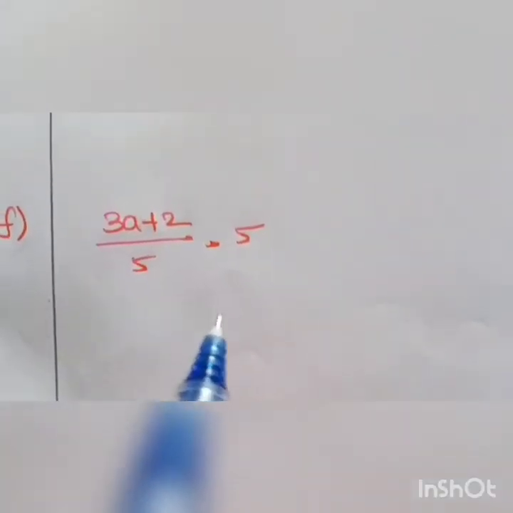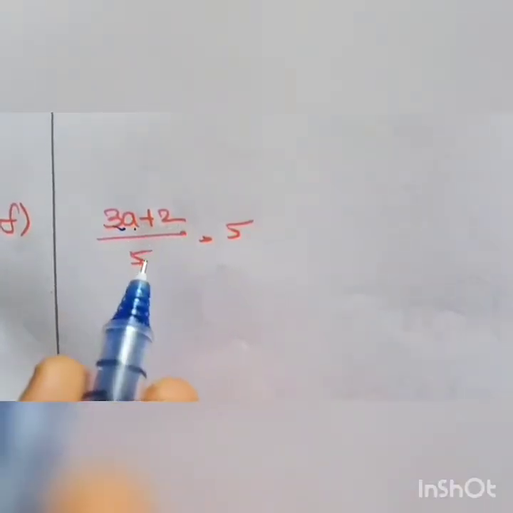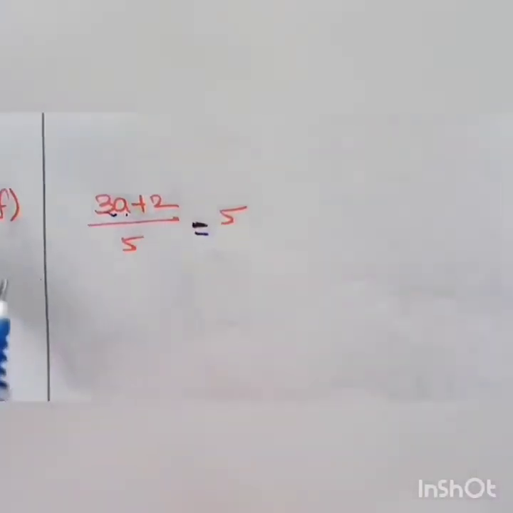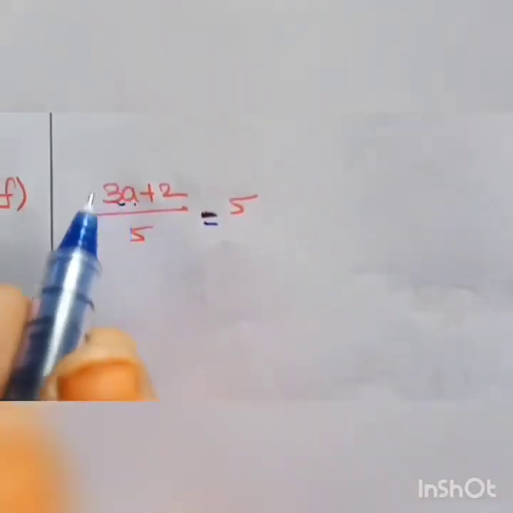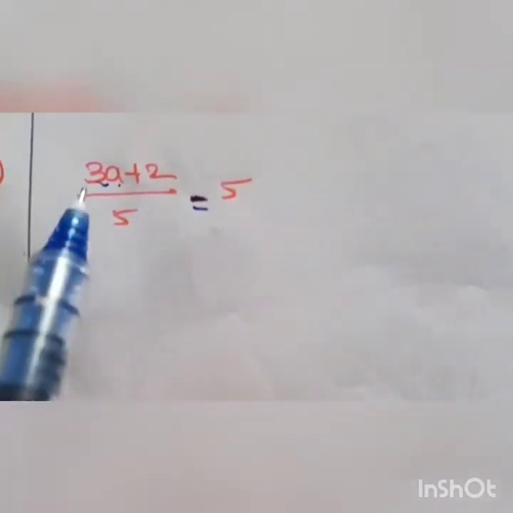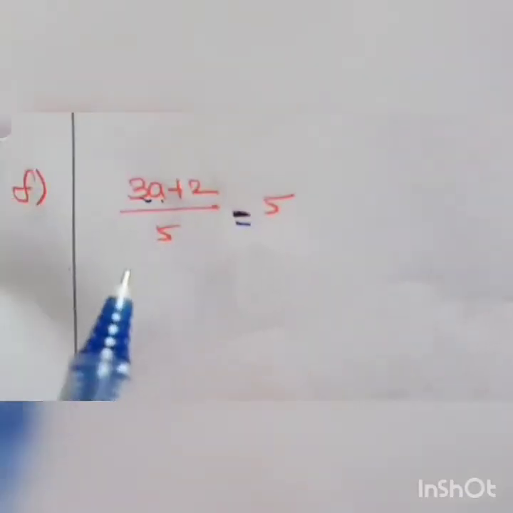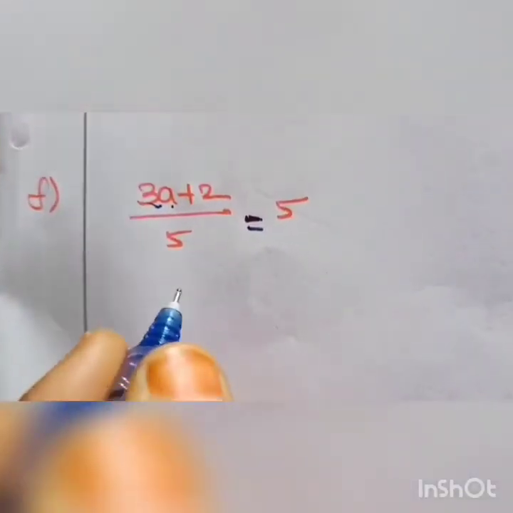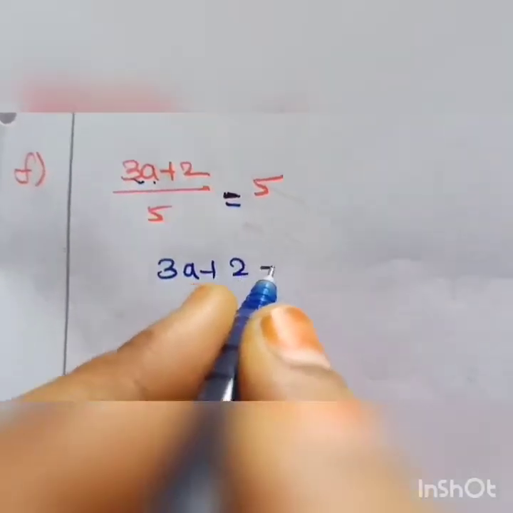Can I see the F question? 3a plus 2 by 5 equal to 5. Here the variable involved is a, so we have to find the value of a. One by one we have to move to the other side to find the value of a, isn't it? First, what do we have to move? The division. We have to move this divide to the other side. So 3a plus 2 equal to 5.